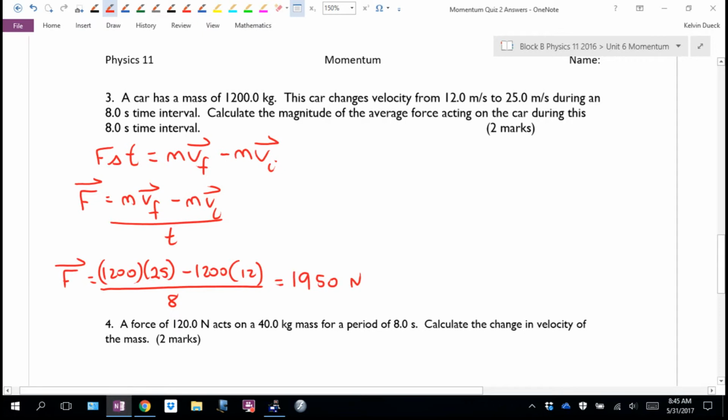Did anybody do it the previous way using F equals ma and Vf equals Vi plus at? Okay. Did you get the right answer? Okay. Then 2 out of 2 for that too. I'm not going to bother doing it since you're the only one.